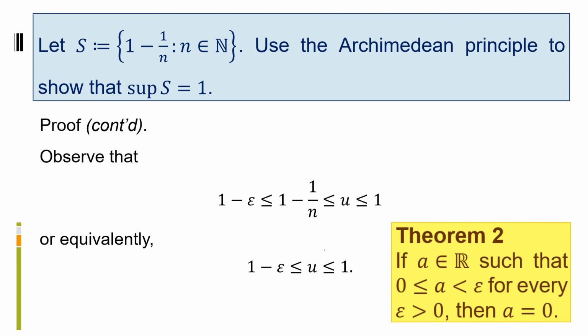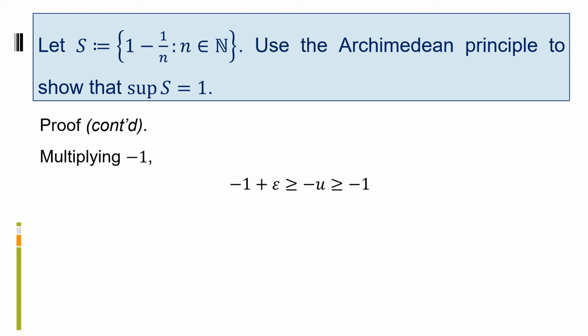So, ang gusto natin, etong part na to, maging kamukha nito para magamit natin itong theorem na ito. So, anong kailangan natin gawin? If we multiply negative 1, we have negative u is less than or equal to negative 1 plus epsilon, but greater than or equal to negative 1. And by adding 1, we have 1 minus u is less than or equal to epsilon, but greater than or equal to 0. Or in standard form, that is just equal to 1 minus u is greater than or equal to 0, but less than or equal to epsilon.